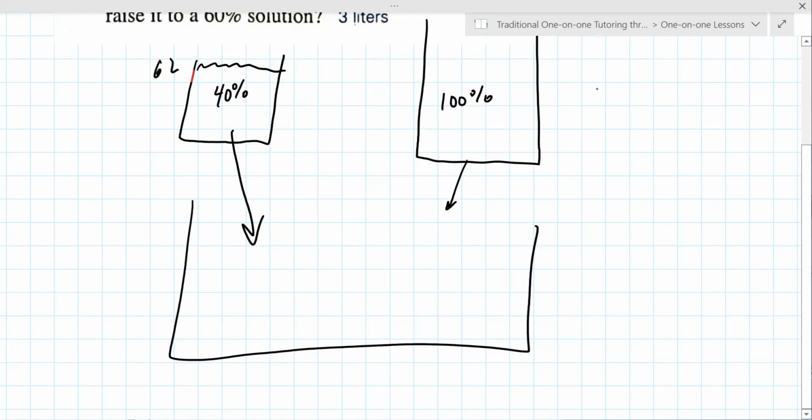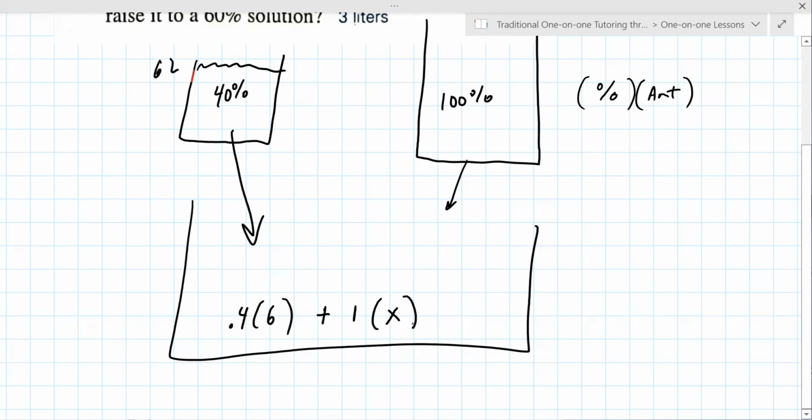So the general formula here is percentage of the solution times the amount. From the first one, you have 40%, 0.4 times 6. Does that make sense? An amount means the amount of liquid material. Plus, now it's 100%, and that's 1 as a percent. And then we don't know how much we're adding in, so we're going to multiply by x.